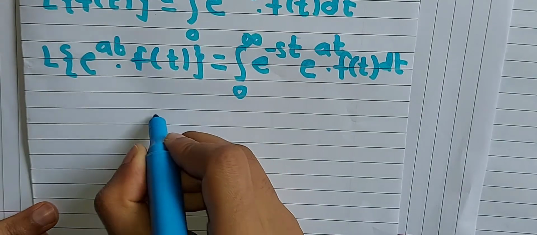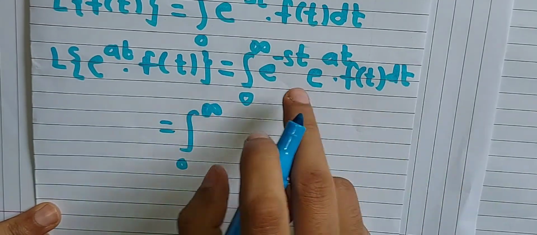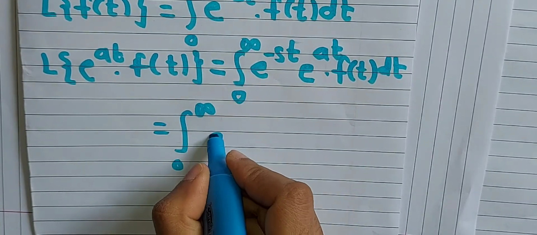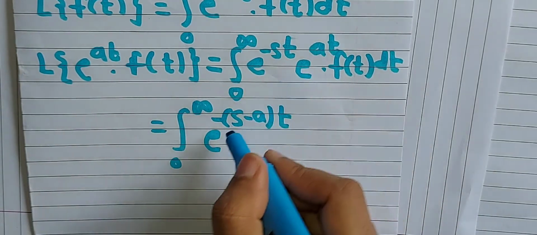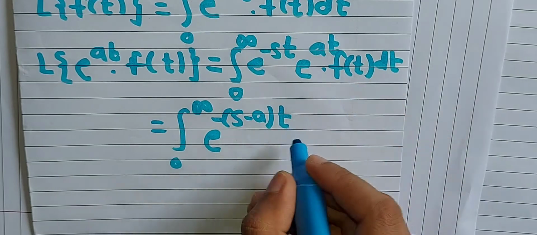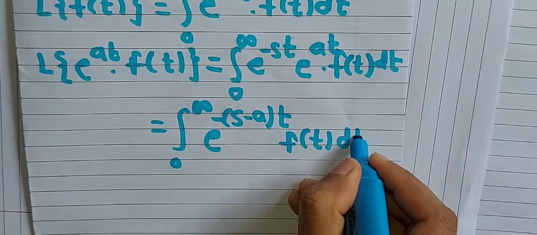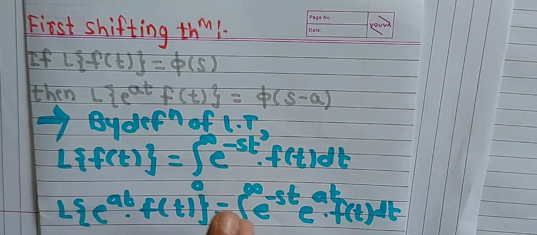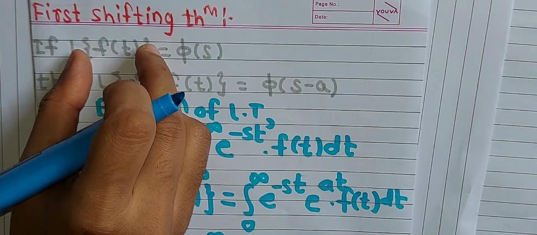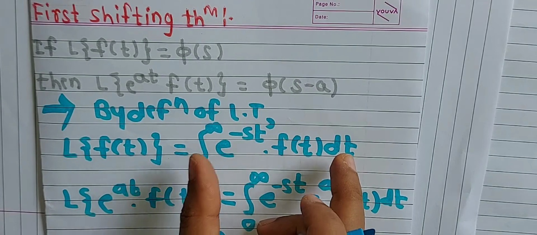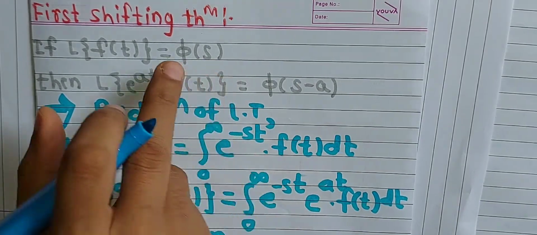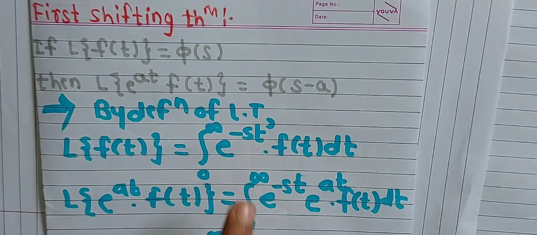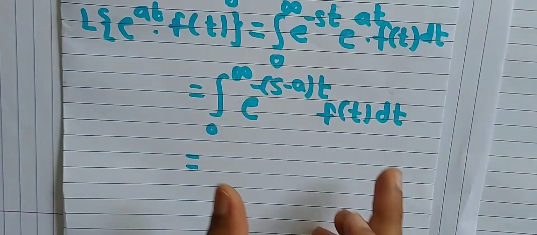Now to solve this integration from 0 to infinity, compare the first term and the second term. Both have the same exponential part, therefore we take the exponential part as common. Then we will get e raised to minus s minus a into t, the second term as f of t, into dt. Now consider our given condition, L of ft is equal to phi of s. L of ft is nothing but this integration, and this integration is equal to phi of s, where e raised to minus st has s, here it is a plus and there it is a minus.